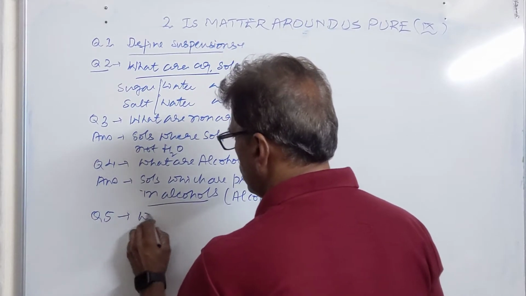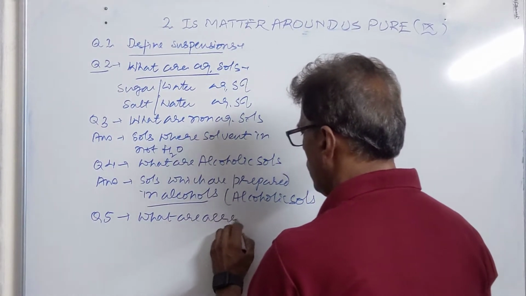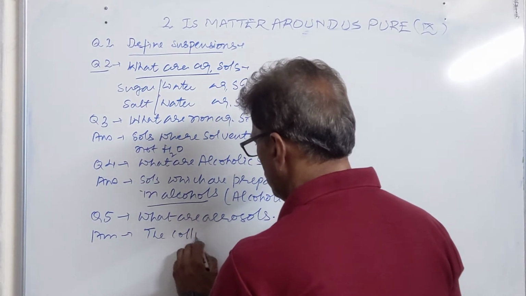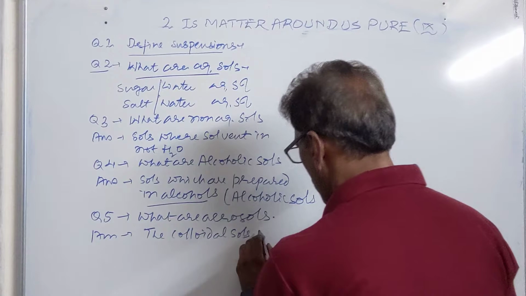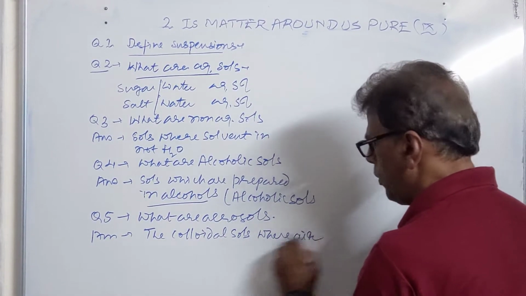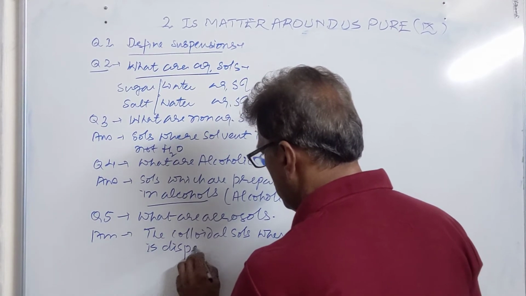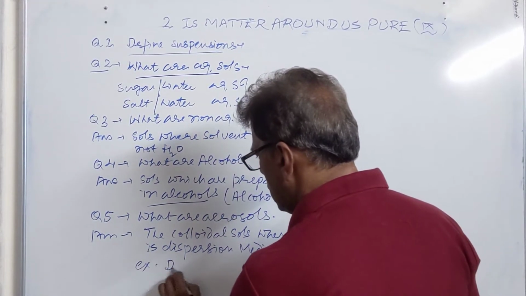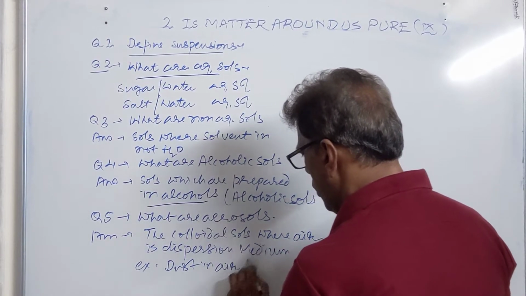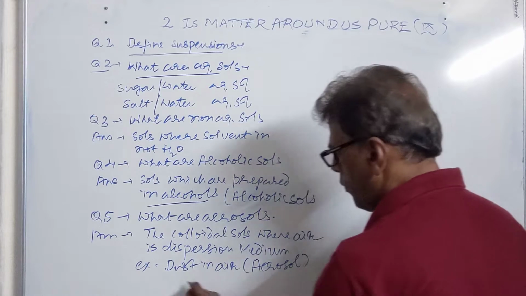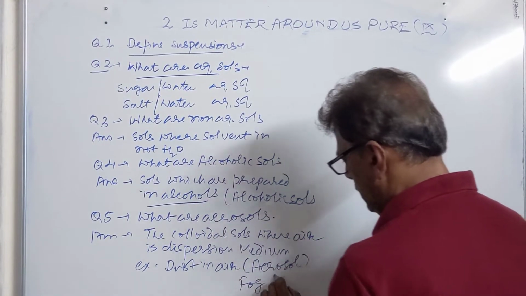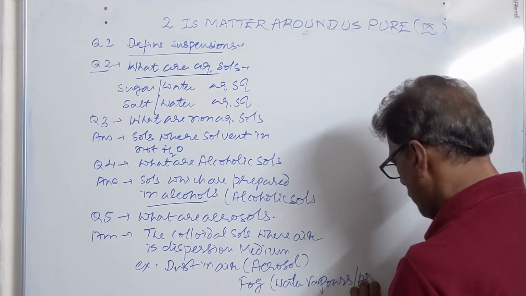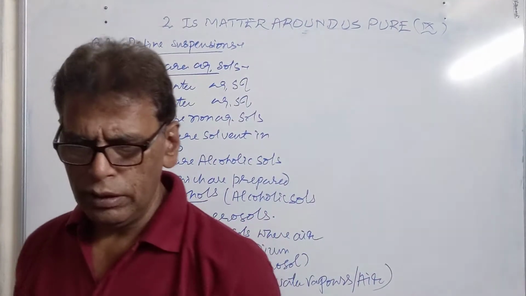And what are aerosols? The colloidal solutions where air is the dispersion medium or solvent. Example, dust in air is called an aerosol. Fog, it is water vapors in air. So these are a few definitions.